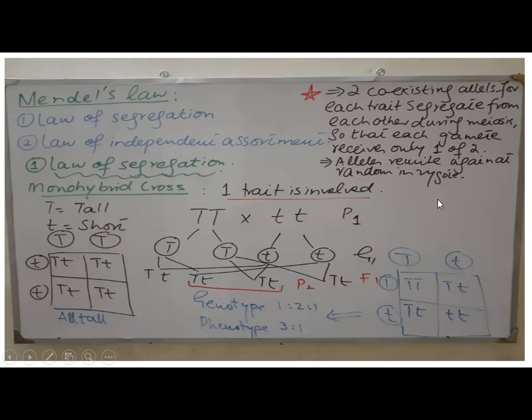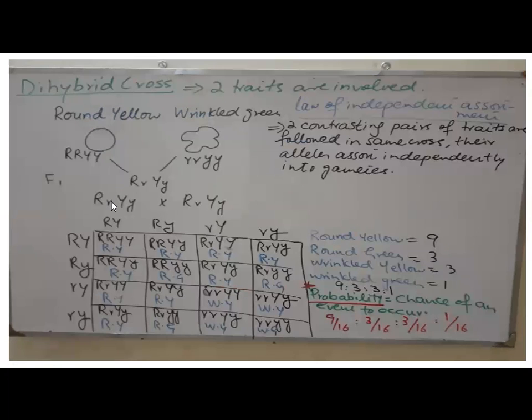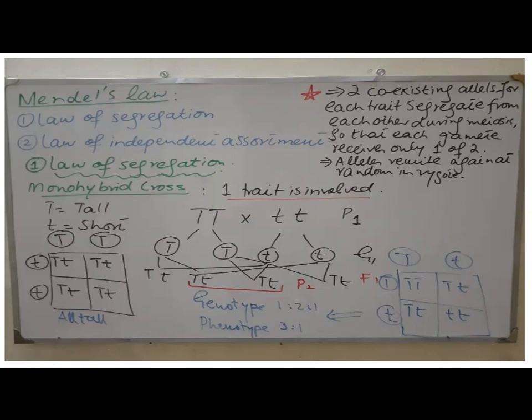If we are discussing a single trait in a cross, then this is called a monohybrid cross. For example, capital T for tall and small t for short. If we make a cross of these two, these are the parents, these are the gametes, and this is the first filial generation. The resultant gametes will be capital T and small t. We can make a Punnett square like this.